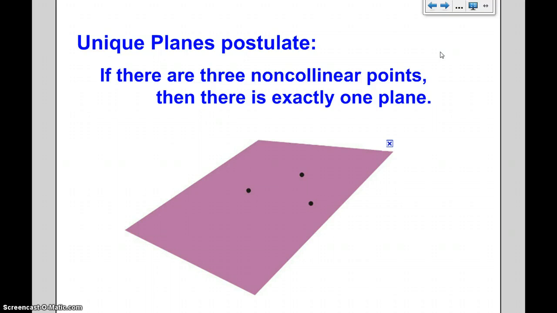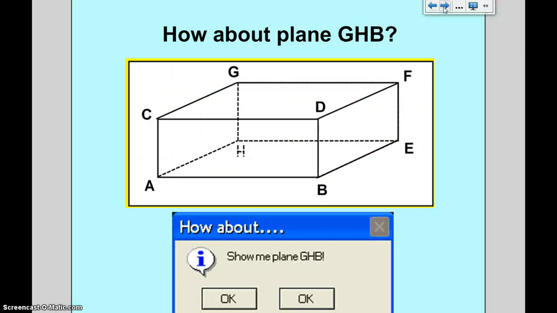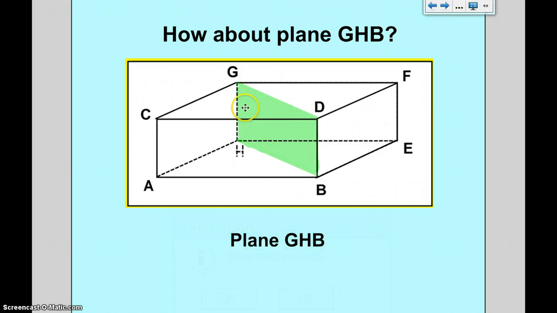Okay, and our last postulate for today is titled Unique Planes Postulate. If there are 3 non-collinear points, non-collinear means they're not on the same line, then there is exactly one plane. So these 3 points are non-collinear, they're not in the same line, then there's exactly one plane. How about plane GHB? Is GHB a plane? If you said yes, you're correct. It's another diagonal plane in this prism.